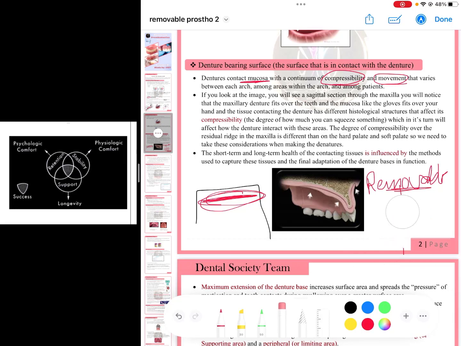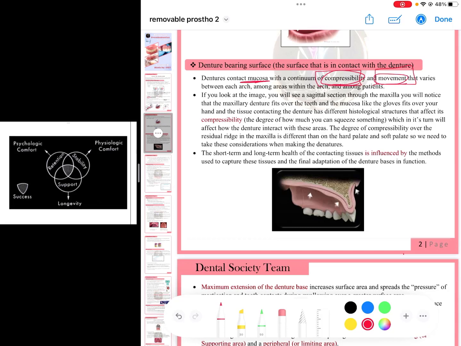Because the denture is removable, as its name says, it will move, but we try as much as possible to keep its movement very small, though it will never reach zero, but we try. So the compressibility and the movement will vary between each arch, maxilla or mandible, upper or lower, within the arch itself, anterior or posterior, and from one patient to another.